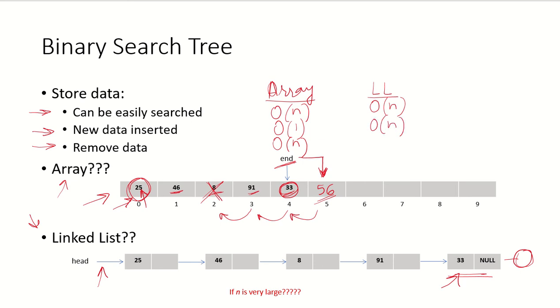If we have to remove data, again if any particular node has to be removed, we will have to traverse the linked list to reach that particular node and then remove that node, and simply some pointers would now have to be changed to point to the next node. So this would require traversal of the linked list, and again it would require order of n time in the worst case. So what is a good way of storing data then?